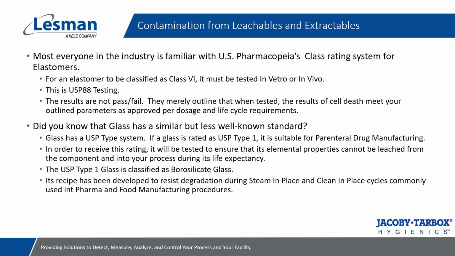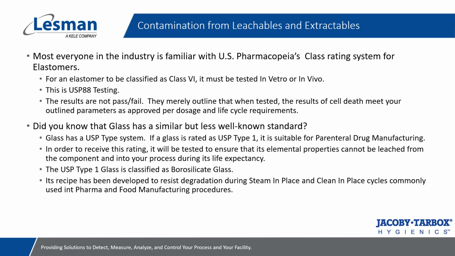In order to receive a rating of USP type 1, those same type of tests, the in vitro or in vivo, are expected to be passed, and the elemental properties of that glass cannot be leached or etched into the patient, or in your cases as manufacturers, into the drug that will eventually end up in the patient. So USP type 1 glass is generally known as borosilicate glass in the industry. So if you hear somebody say borosilicate glass as part of their specification, that's a reasonably well-written specification, right?